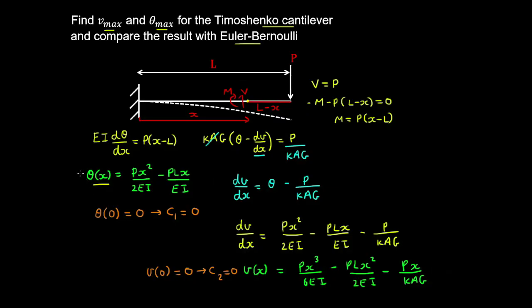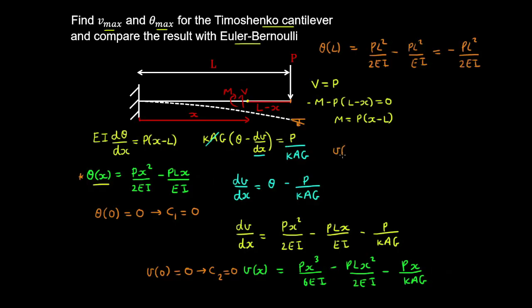And now to obtain a maximum rotation, we just substitute x equals L. So that would give theta at x equals L is equal to PL squared on 2EI minus PL squared on EI, which gives minus PL squared on 2EI, meaning that the bending rotation at the tip of the cantilever is clockwise.